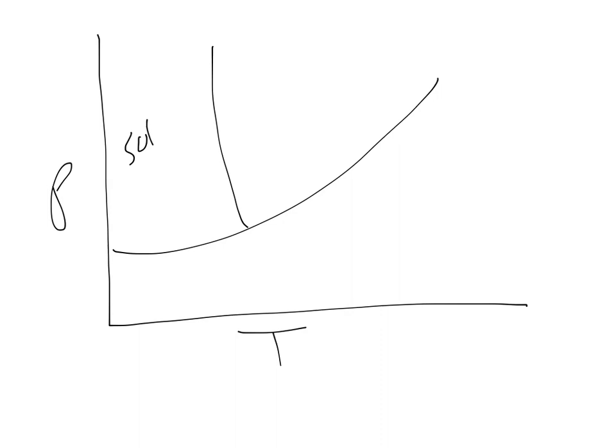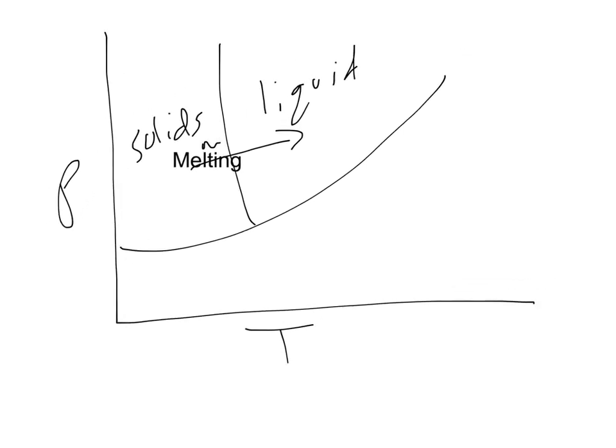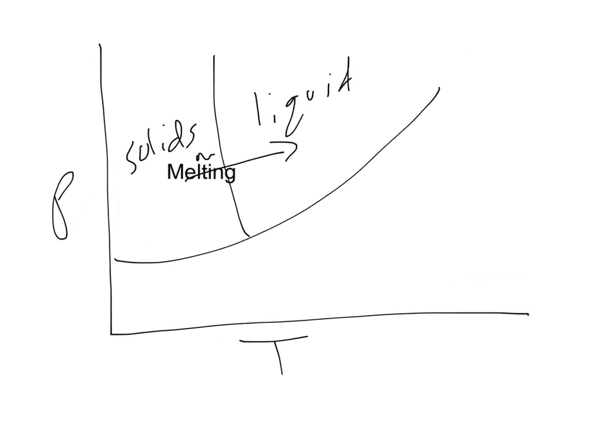So solids are within this area, and liquids are within this area. As we go from solid to liquid, reviewing, that is called melting. And I'm going to type that so that way you can actually read my writing. Right, melting. And going the other direction is freezing.